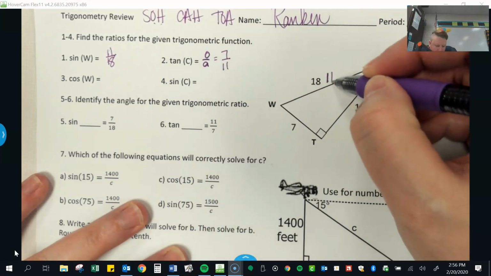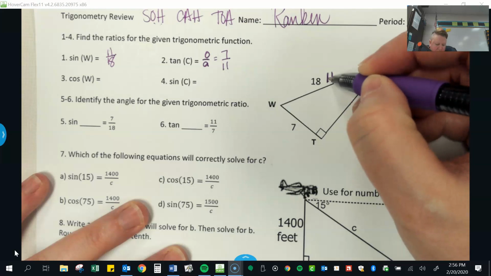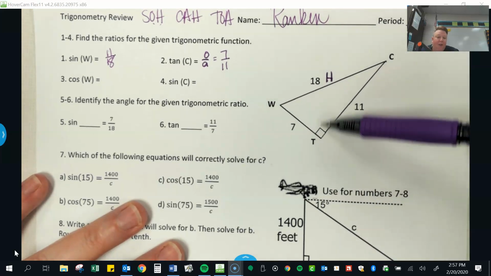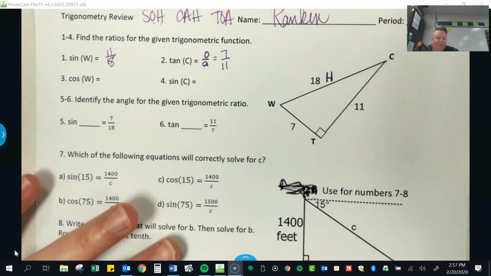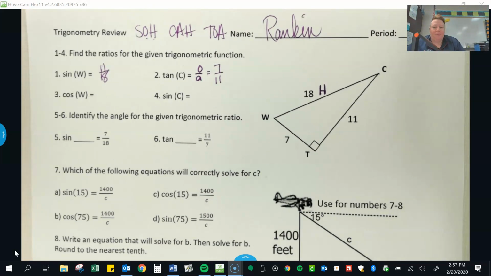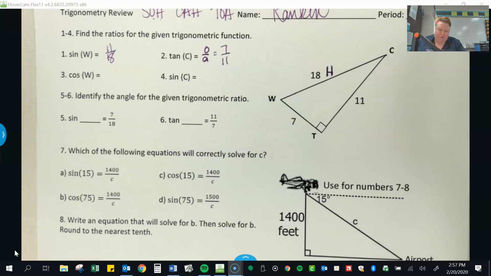I'm going to go ahead and put an H right here because the adjacent and the opposite can change based on where you're standing, but the hypotenuse never does. It's always the side that's opposite the right angle. Okay? So go ahead and label your hypotenuse with an H whenever you get to your triangles, so you don't get confused.